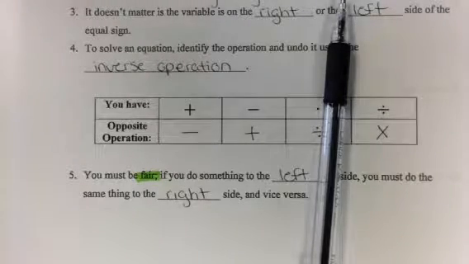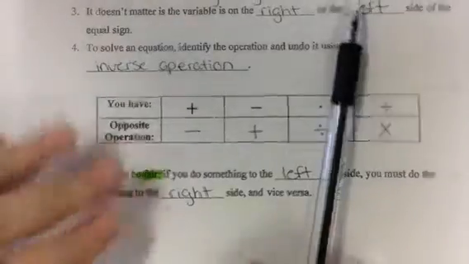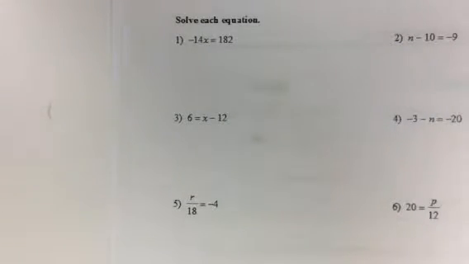In order for your equation to stay equal, you have to be fair and do the same thing to both sides. Okay? Let's look at some examples because this video is getting pretty long. I'm going to try to get through these real fast for you guys.